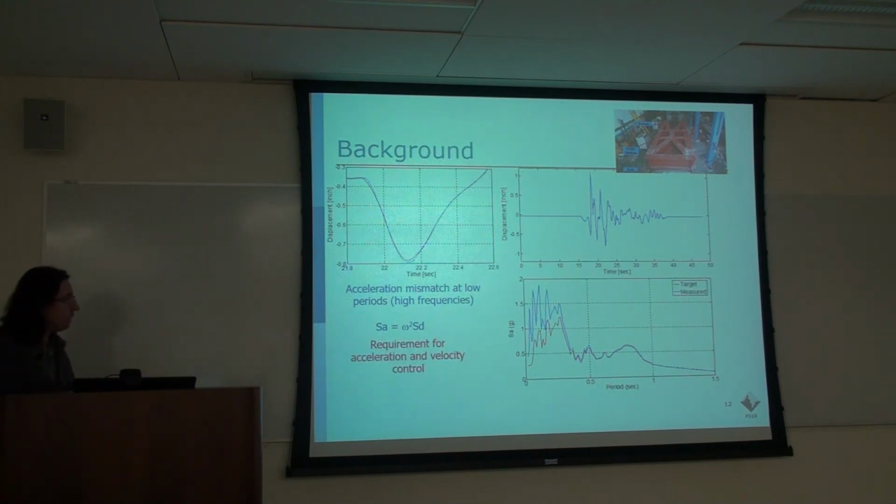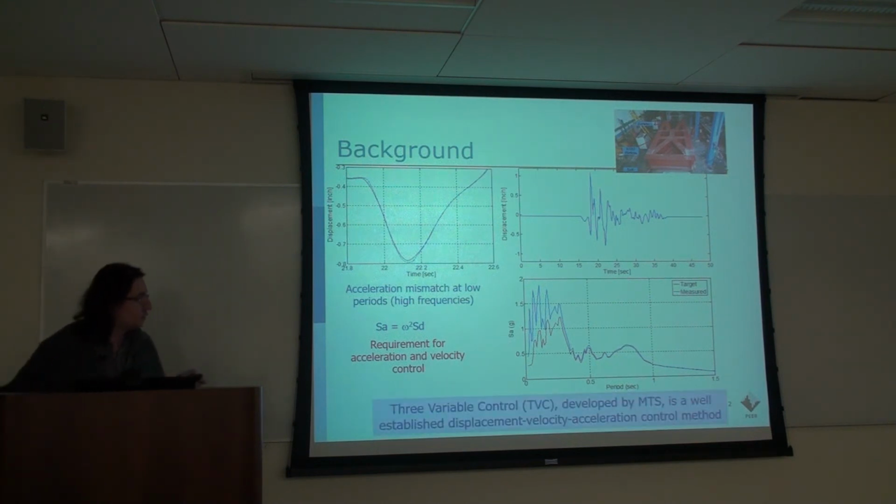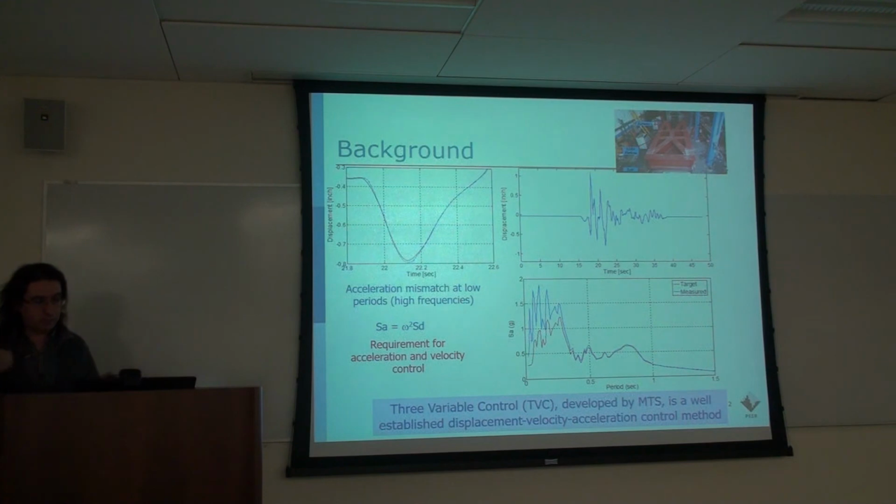And then we have also the obvious need for accurate velocity control. To be able to do this, the 3-variable control developed by MTS is a well-established displacement, velocity, acceleration control method, and this has already been implemented in the MTS shake table controllers.